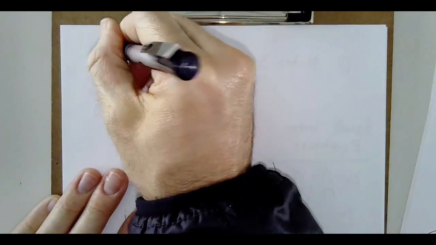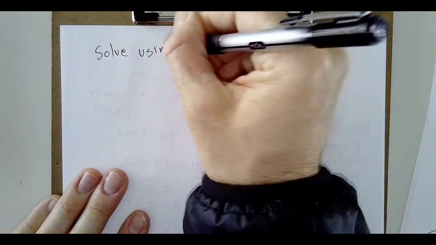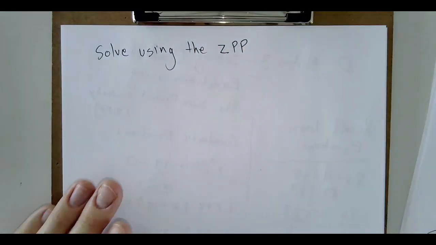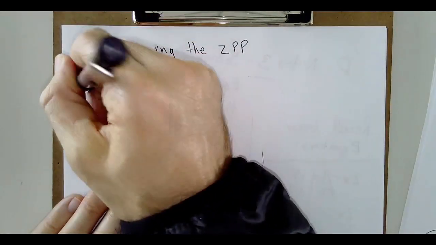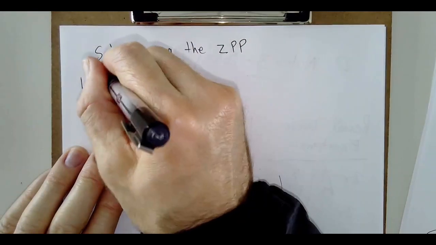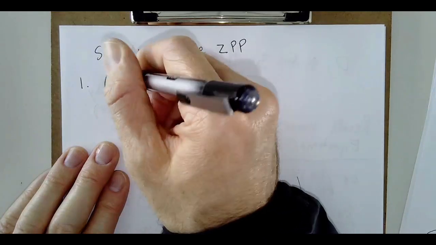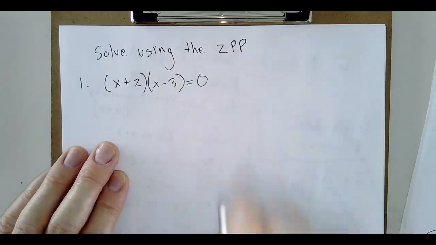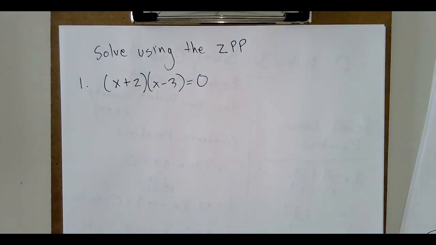So I'm going to say for the first example, solve using the ZPP. Okay, this is in your notes. Solve using the ZPP. Well, here's your first example. All right, these are pretty easy. This is easy because it's already factored for you. And they're not all going to look like this, the problems, but some of them will.